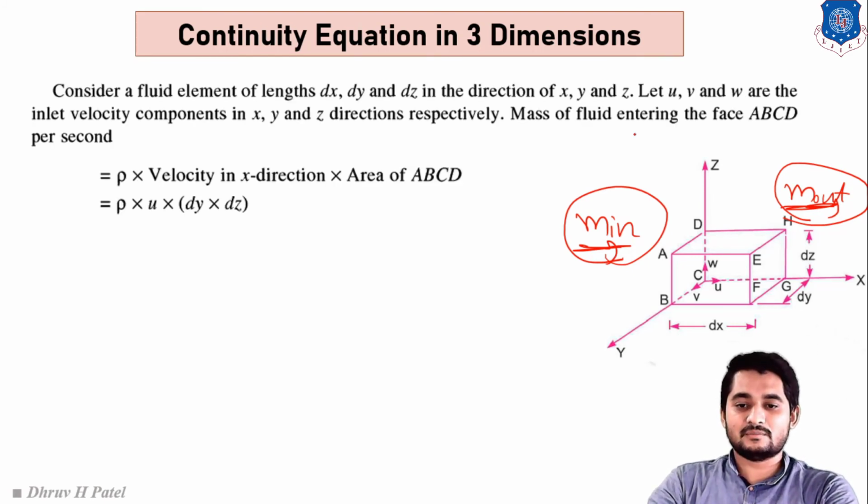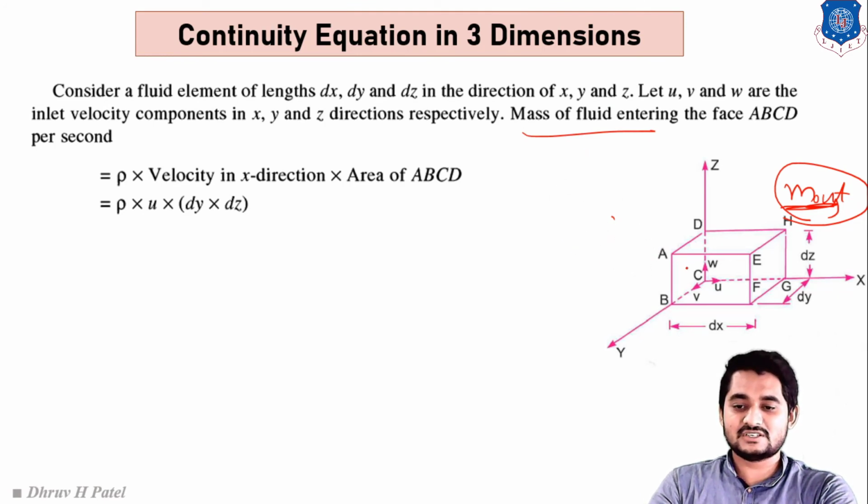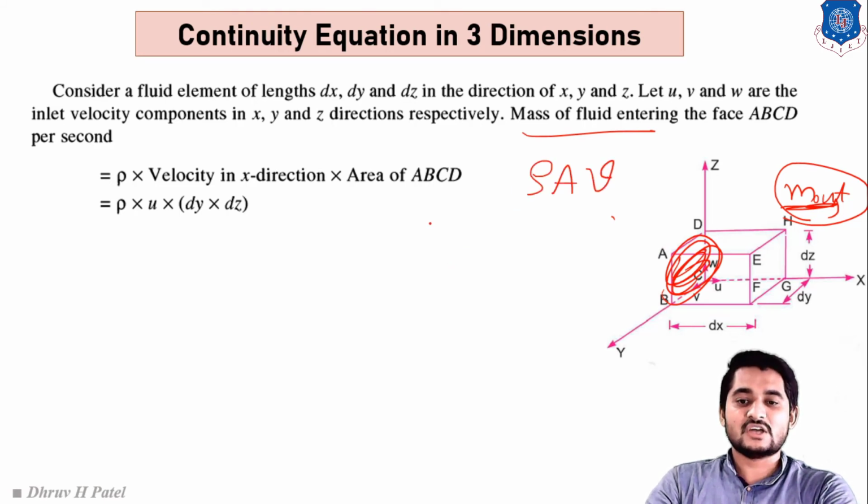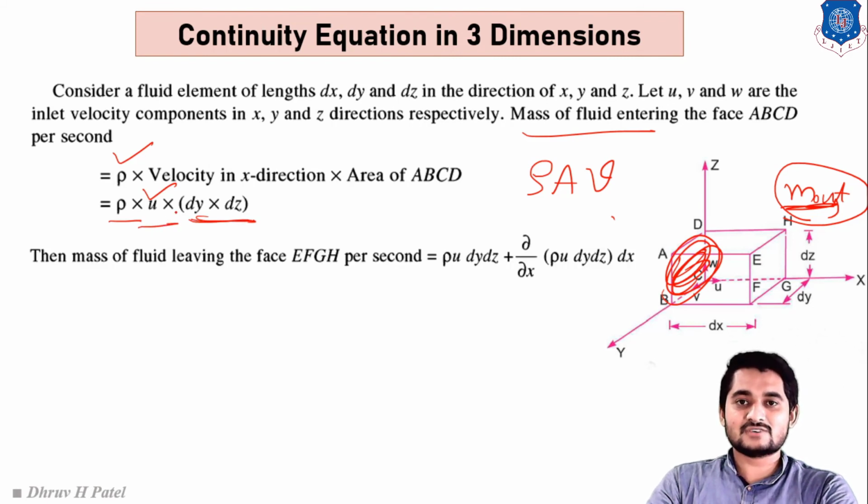So first of all, the mass of the fluid entering from the ABCD face. Here ABCD is this segment A, B, C and D. So here the mass flow rate means rho A V. For rho, the area will be dy dz and the velocity in the x direction will be u. So that will be rho dy dz and u. Similarly, the mass of fluid leaving in the x direction.